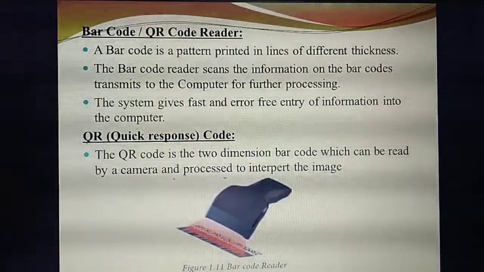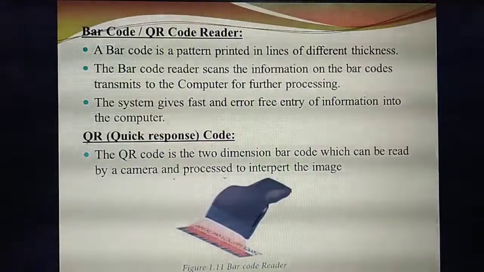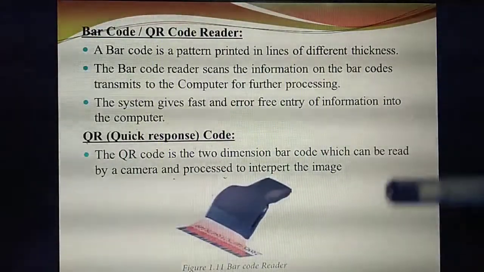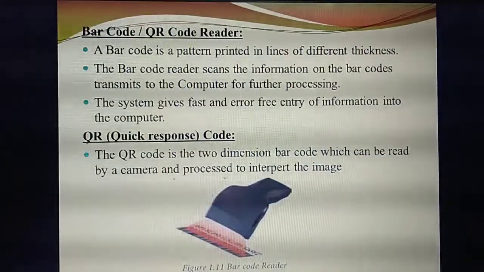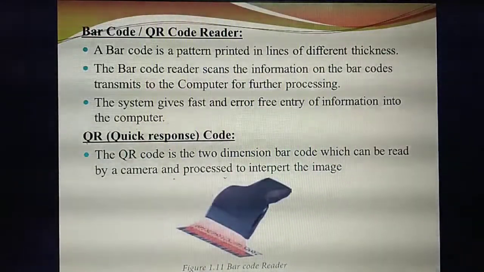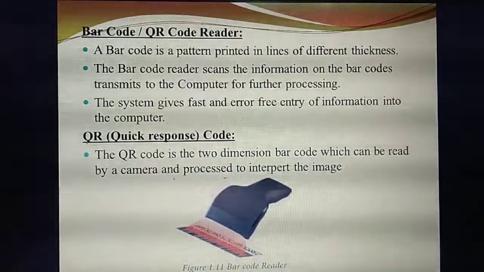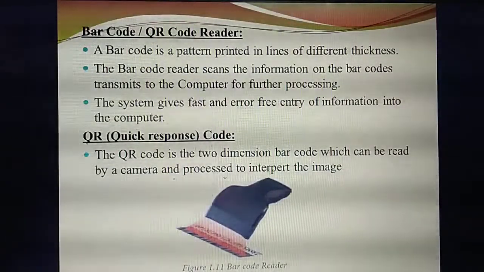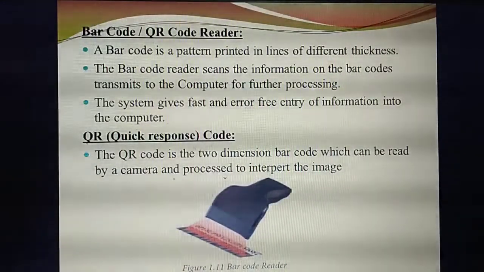If you keep the item in front of the barcode reader, it will scan the particular barcode. For example, this pen has a particular barcode. If I keep this pen in front of the reader, first it will scan the barcode. Each line carries particular information, like which company this pen belongs to and who is handling it. The device scans it and sends the information to the computer for processing, so the computer can identify which company produced it.